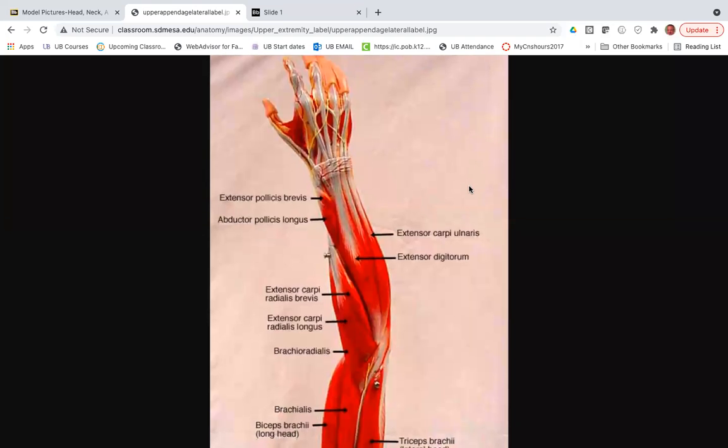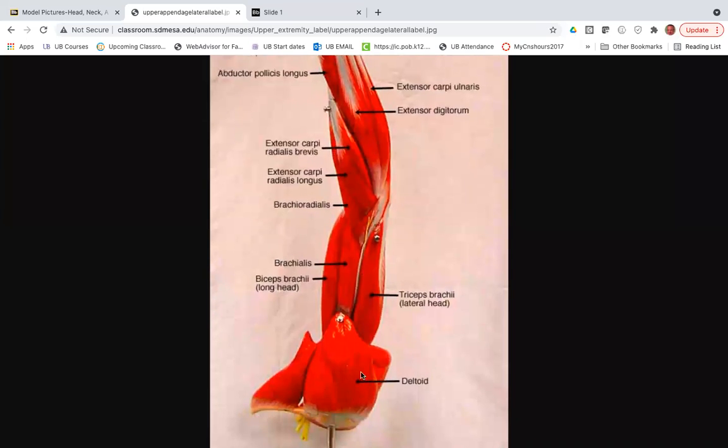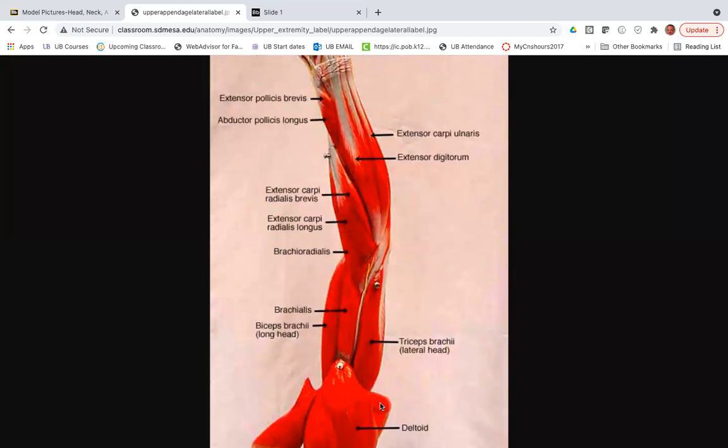Okay, now we're going to look at the muscles of the posterior forearm. In another video, we discussed the superficial muscles of the anterior forearm. Now we're going to be looking at the superficial muscles of the posterior forearm. So if we get ourselves oriented, here is the deltoid. You have an anterior deltoid, middle deltoid, and the posterior deltoid.